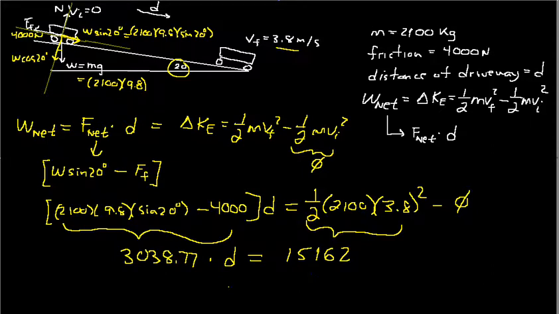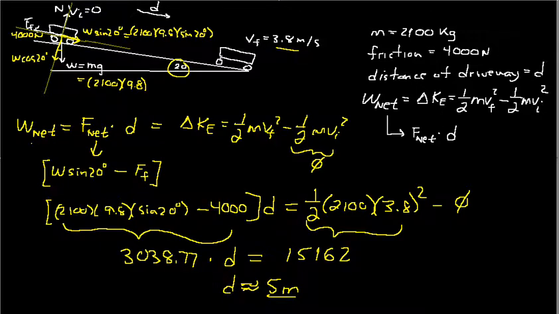Yeah. And then when we divide both sides by 3,038.77, we'll get D equals approximately 5 meters. So the distance of this driveway was 5 meters.